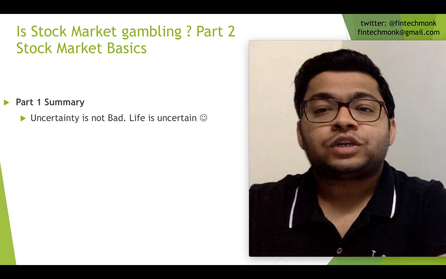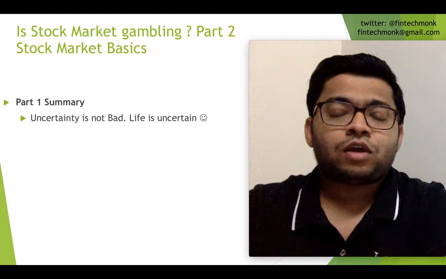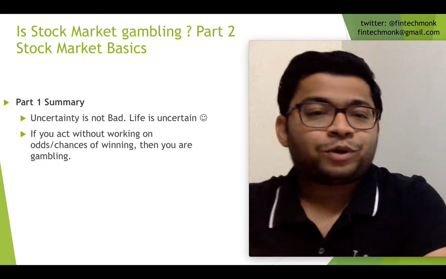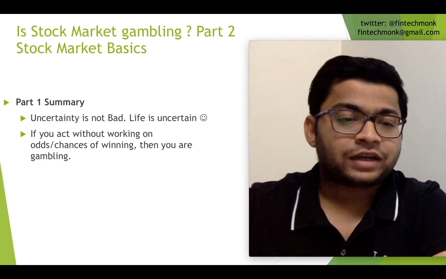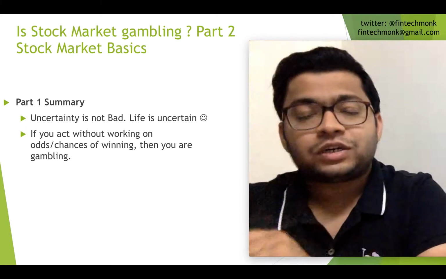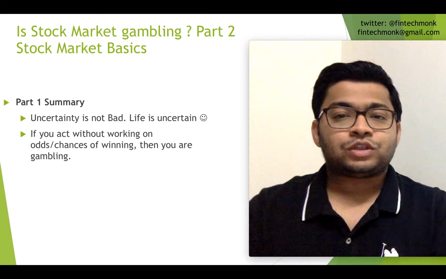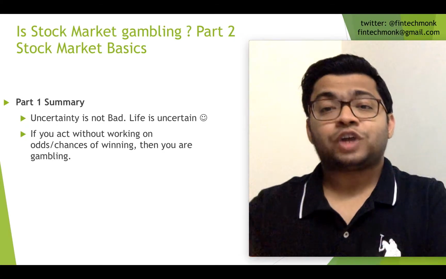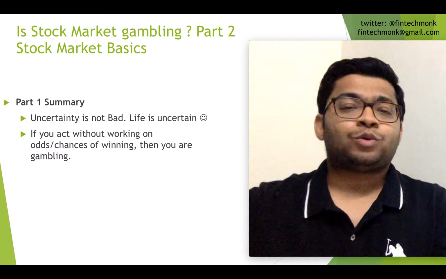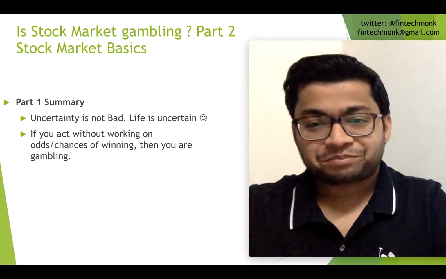In part 1, I'll summarize that first, we discussed the idea of gambling. We discussed that uncertainty is not bad. Life is uncertain, right? And more importantly, we discussed what makes anything a gamble. When you work towards something without understanding its odds of winning, without trying to systematically improve your chances of winning, you're gambling. It doesn't matter which area of life it is, it applies everywhere.